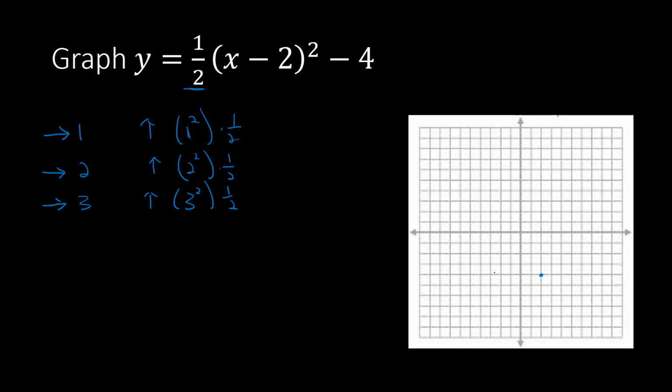And so from the vertex, go over 1, I go up 1 squared times 1/2, which would just be 1/2. It's about right there. To the left 1, up 1/2 as well. To the right 2, I go up 2 squared times 1/2, which would be 2. So I go to the right 2, I go up 2 right there. And also to the left 2, I go up 2 as well. And I can connect the dots and get this parabola.